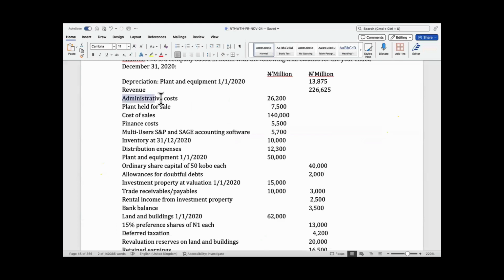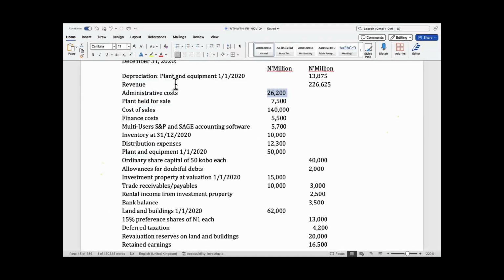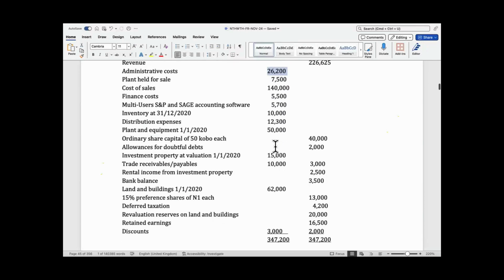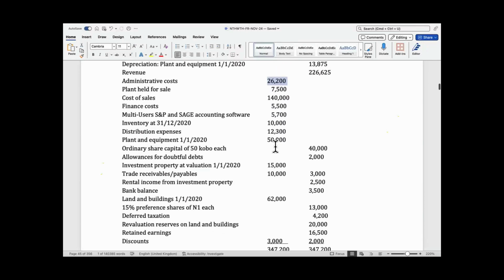Then my administrative expenses, I go back to my trial balance. This gave me my administrative expenses as 26,200. We need to carefully check if there are other items here that I need to add to my admin expense. Of course, I will just focus on the debits. I've looked through every item on the debit, and I don't think I find any item I want to add to this 26.2. Can you find any?